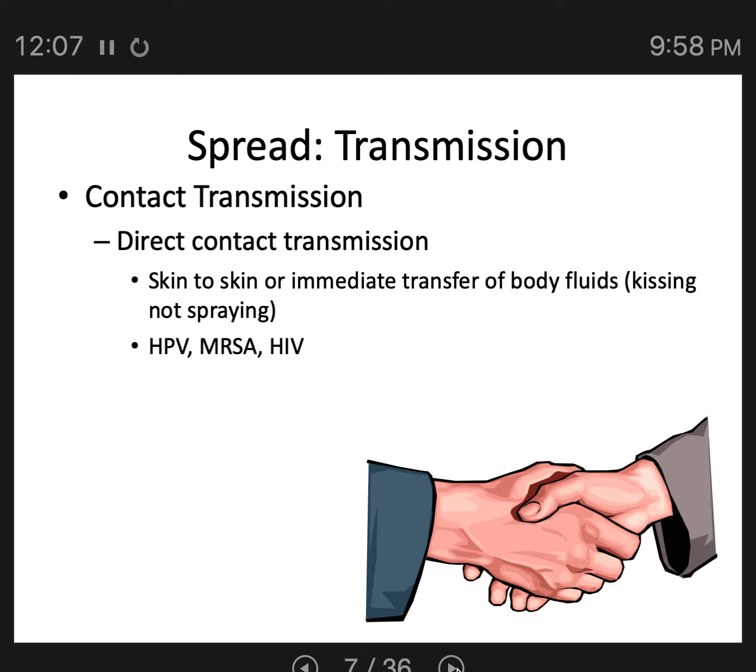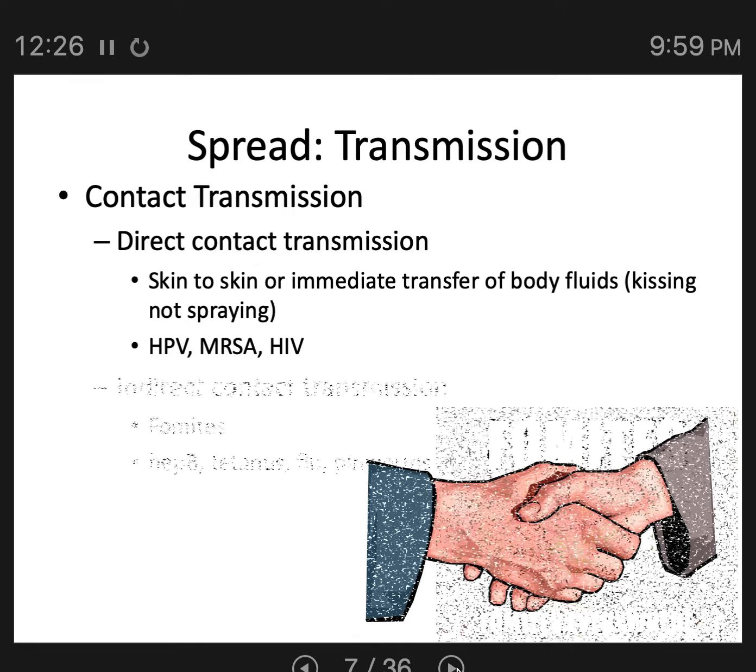Some examples would be human papillomavirus, which can cause cervical cancer, MRSA, which stands for methicillin-resistant Staphylococcus aureus, and human immunodeficiency virus or HIV. All of those require really close contact, so again, skin-to-skin or exchange of body fluids.